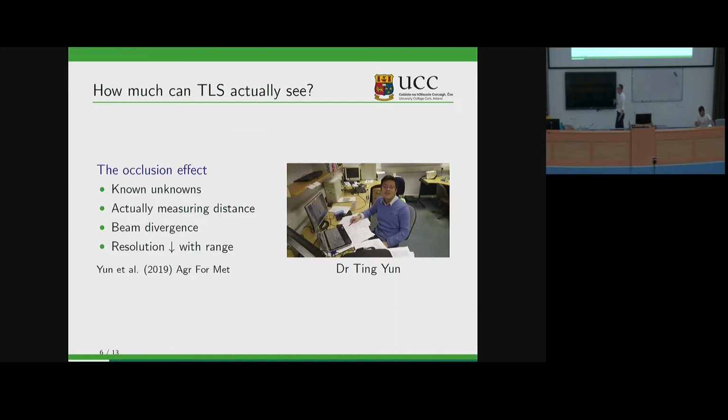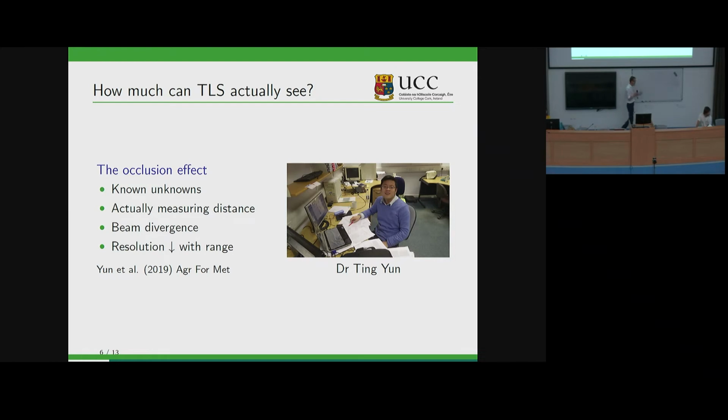How much are we missing is the question then. And I got quite bothered about this a few years ago. We often refer to it as the occlusion effect. And I try to explain it in the famous terms that Donald Rumsfeld used when he was talking about intelligence in the Iraq War. We have known knowns, known unknowns, and unknown unknowns.